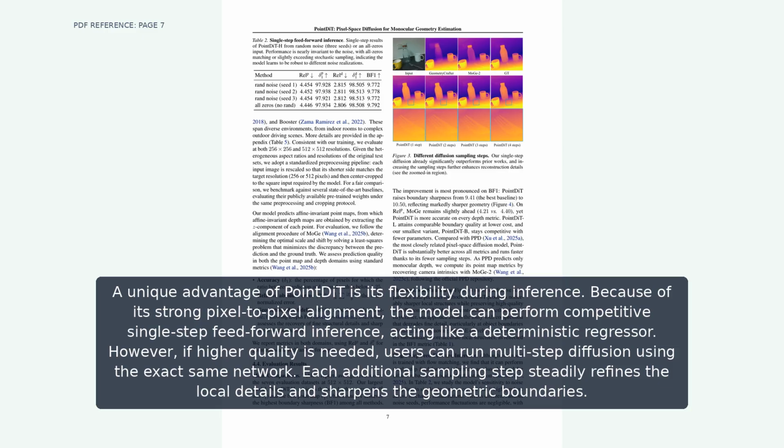A unique advantage of PointDiT is its flexibility during inference. Because of its strong pixel-to-pixel alignment, the model can perform competitive single-step feed-forward inference, acting like a deterministic regressor. However, if higher quality is needed, users can run multi-step diffusion using the exact same network. Each additional sampling step steadily refines the local details and sharpens the geometric boundaries.